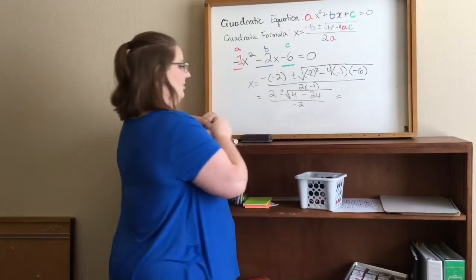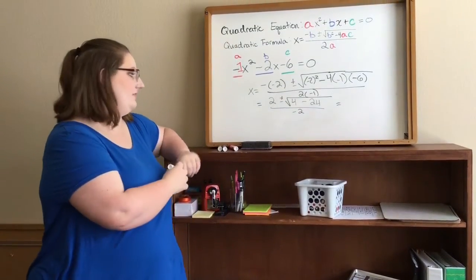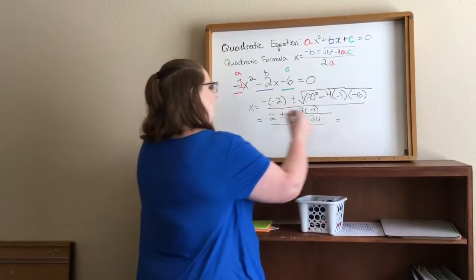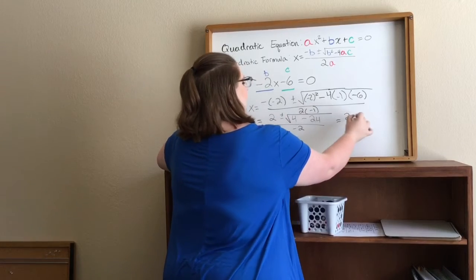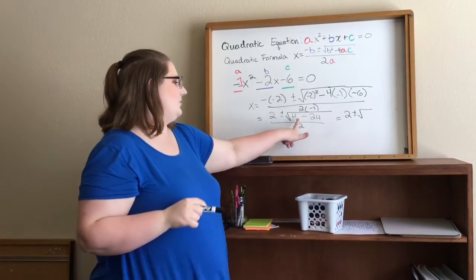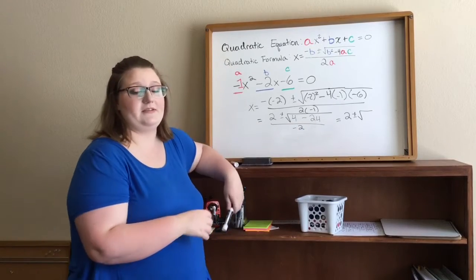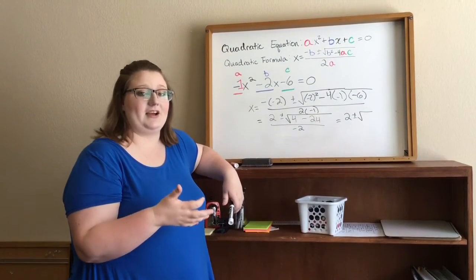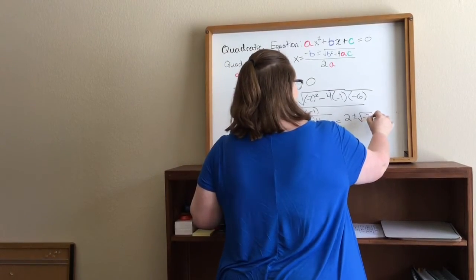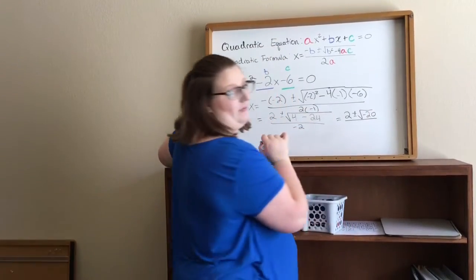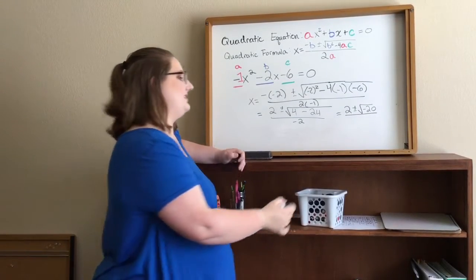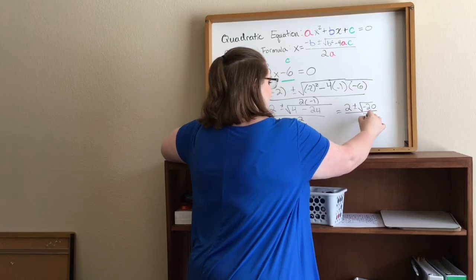And then we can continue to simplify. We start with our 2. We can't do anything with that right now. So 2 plus or minus the square root of, and inside our square root we have 4 minus 24. When we do that subtraction, we get negative 20. So inside our square root, we have a negative 20 for our radicand. And in our denominator, we still have this negative 2.